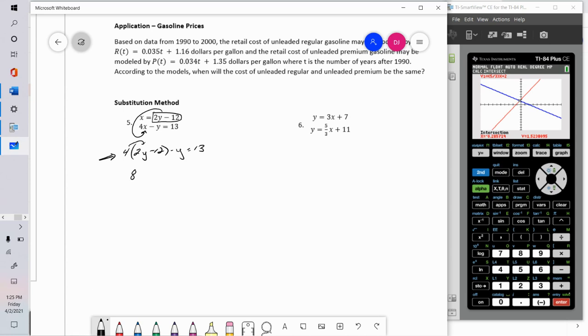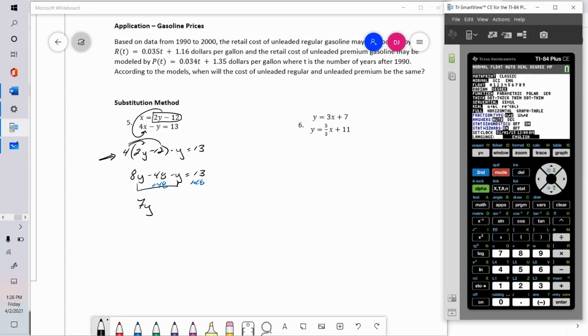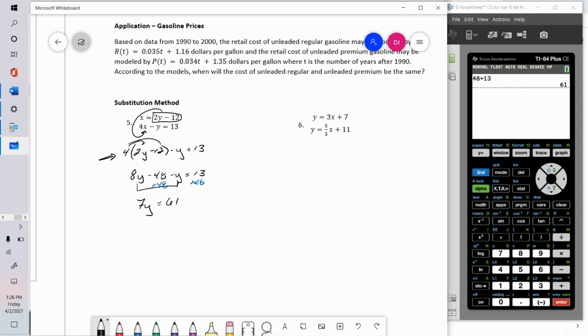Distribute the 4: 8y minus 48 minus y equals 13. Now be careful. I've got an 8y and a negative 1y, which I can combine to a 7y. I can add 48 to both sides. 13 and 48 should be 65, right? 48 and 13 is, no, not 65, it's 61. So 7y equals 61, so y equals 61/7.